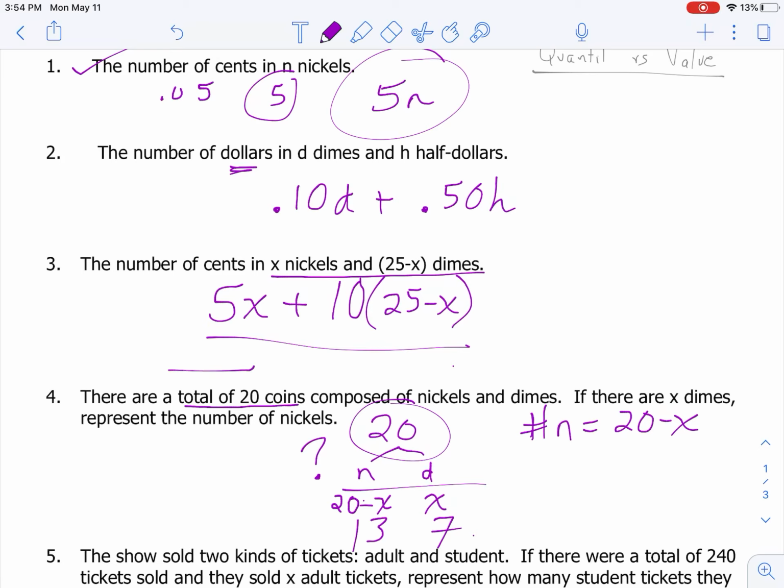This is called the total labeling technique, because you are given a total. So once you break it up into 2 parts, the one part is going to be X, and the other part is going to be the total minus the part. So remember, total labeling technique, total minus the part.